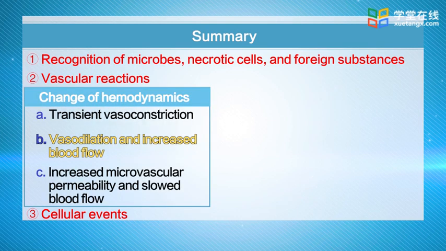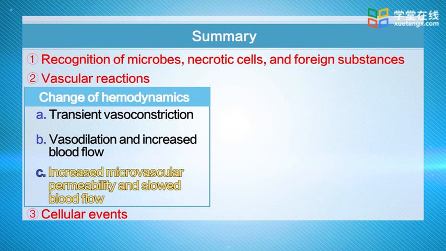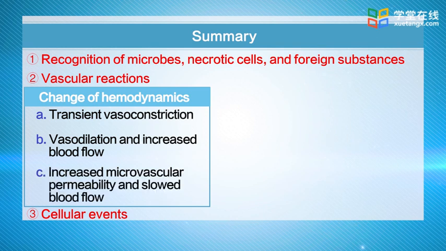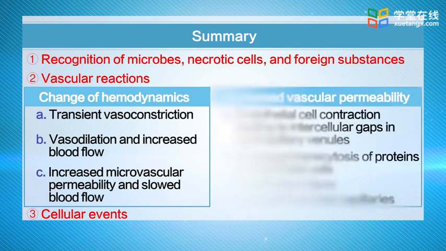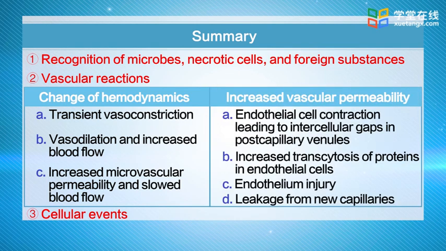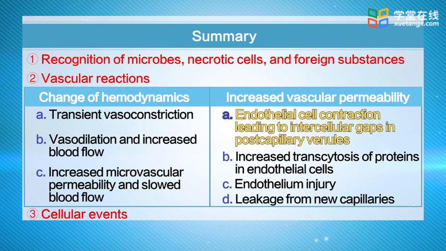Vasodilation and increased blood flow cause the wound to be red and warm. Vasodilation is quickly followed by increased microvascular permeability and subsequently slowed blood flow, leading to inflammatory exudate, which causes the swelling of the wound. We talked about 4 mechanisms underlying increased vascular permeability. Among them, endothelial cell contraction is the most common mechanism.